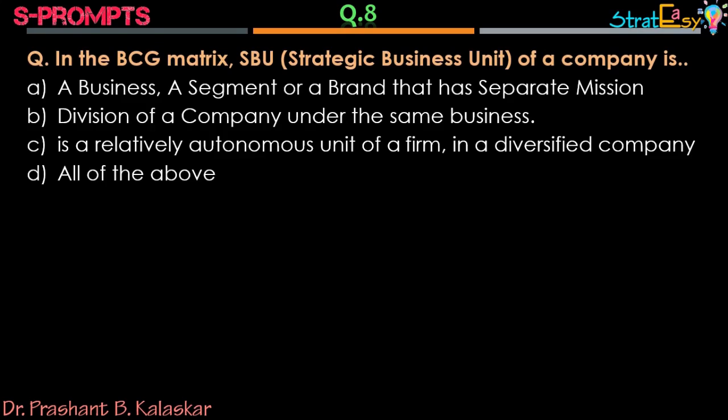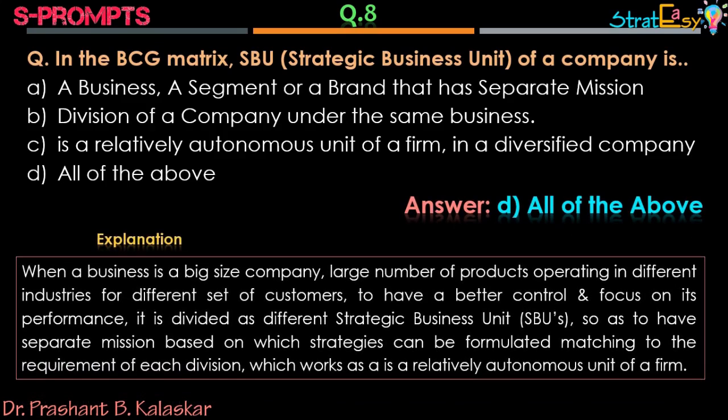Question number 8. In the BCG matrix, an SBU, that is strategic business unit, of a company is, and the right answer is option D, all of the above. When a business is a big company with a large number of products operating in different industries for different sets of customers, to have better control and focus on its performance, it is divided into different strategic business units, that is SBUs, so as to have a separate mission based on which strategies can be formulated matching the requirement of each division, which works as a relatively autonomous unit of a firm.